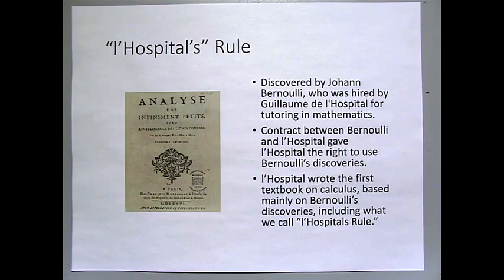Part of the agreement there was that L'Hopital was allowed to use Bernoulli's discoveries as his own. So what he did is he published a bunch of stuff in his book. The first calculus textbook that we know in history was published by L'Hopital. Not James Stewart, no way. It was L'Hopital. Okay? But the book was full of Bernoulli's results, including the rule that we've been using called L'Hopital's rule.